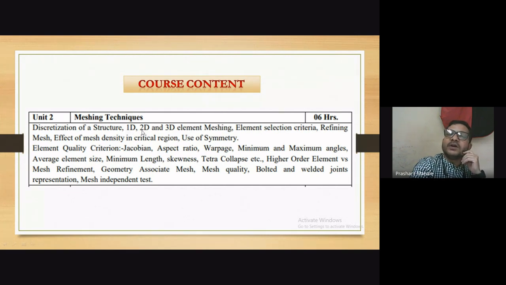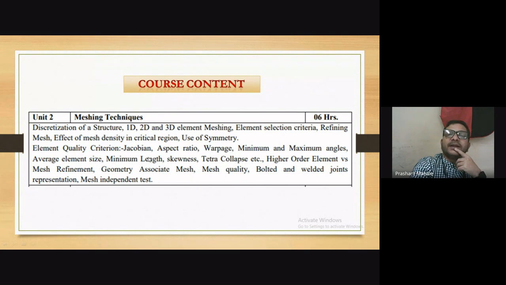Then 1D, 2D, 3D element meshing. One of these elements we will revise again. Element selection criteria, this is the new thing that you are going to see here. Refining mesh, new. Effect of mesh density in critical region and use of symmetry. This is the part that we are going to cover, and in this part, one or two points are asked in exam. But in element quality criteria, there are many things mostly asked in semester examination.